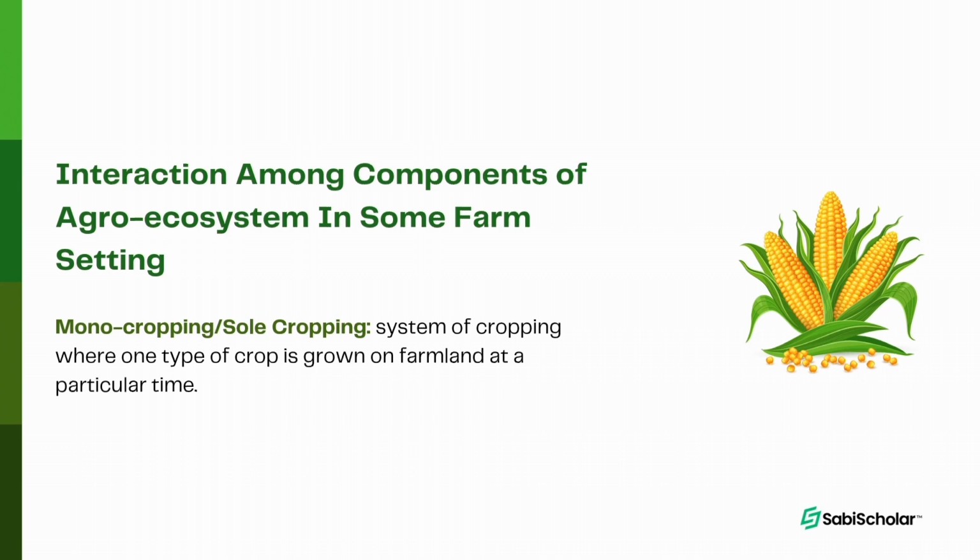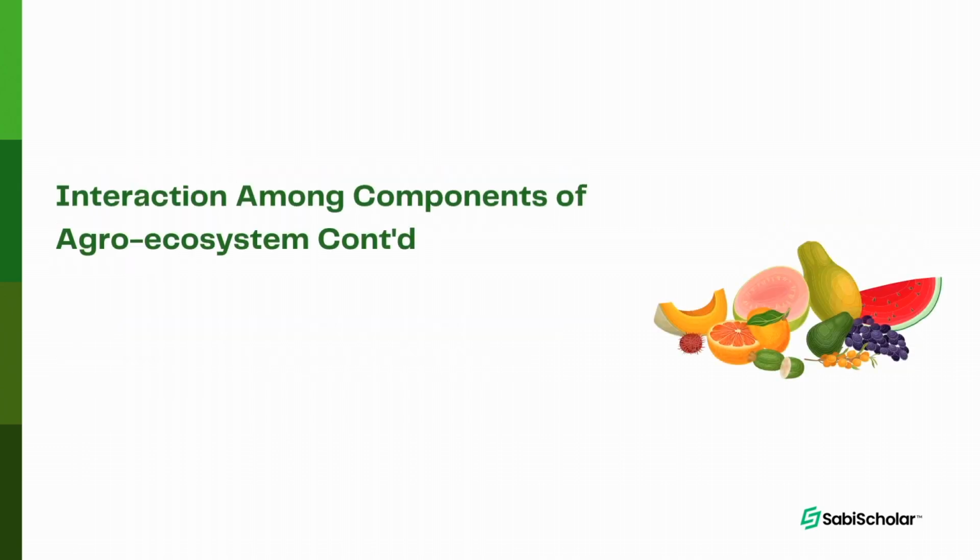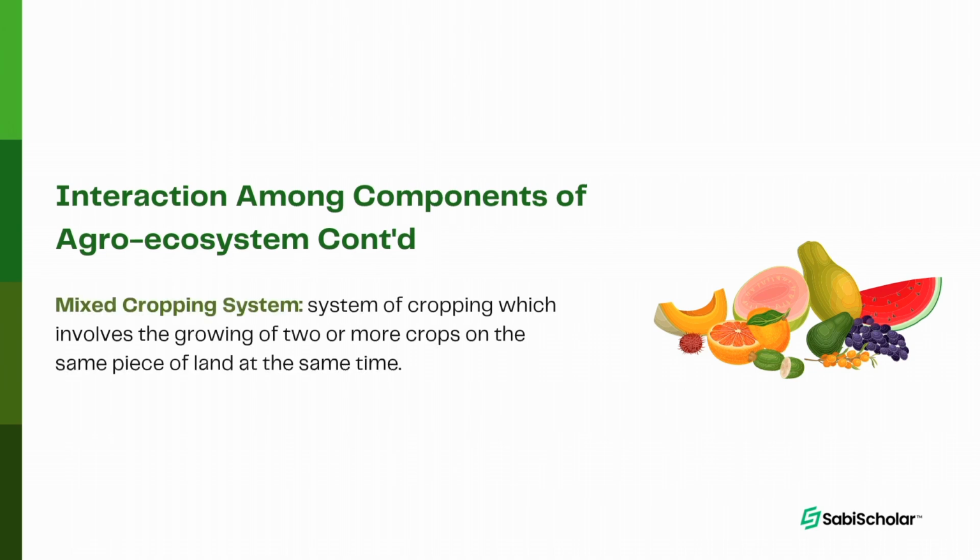There is a production of their food. Now, the next interaction we'll look at is in the mixed cropping system. Mixed cropping involves the growing of two or more crops on the same piece of land at the same time. Crops like maize, cassava, and cowpea can be cultivated at the same time on the same piece of land, and their interaction will include that crops like cowpea are able to add nutrients to the soil.